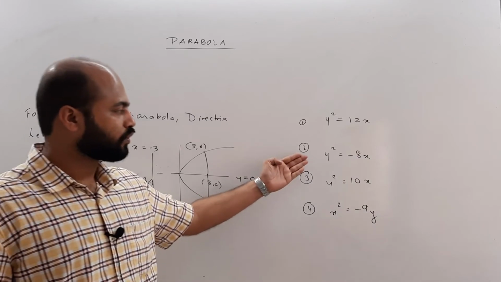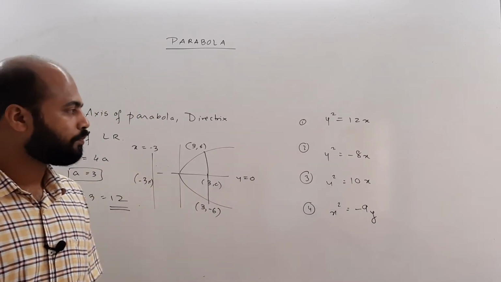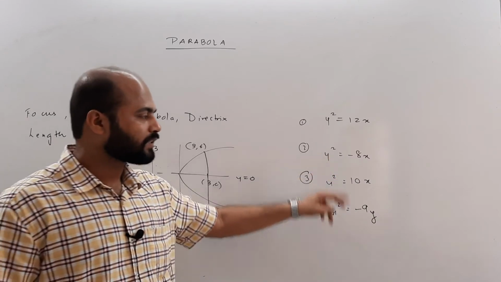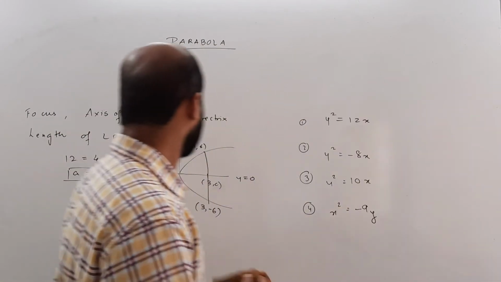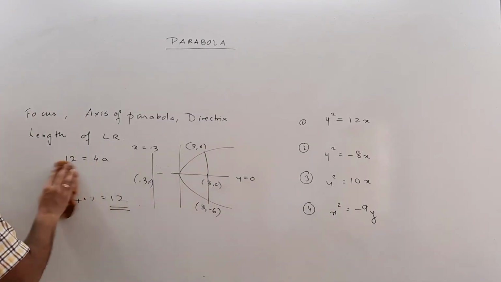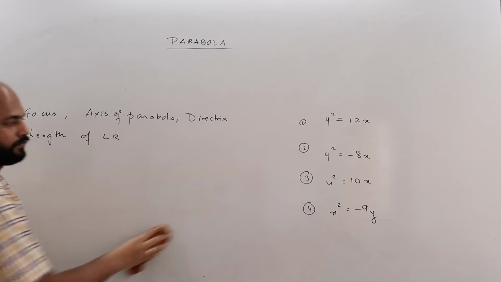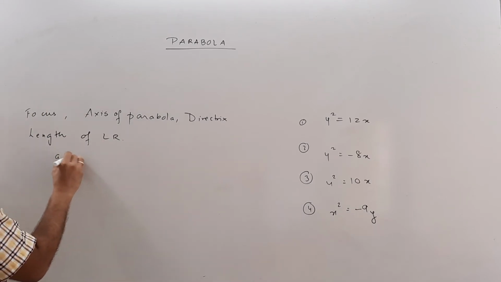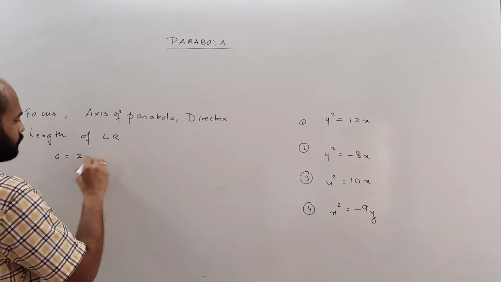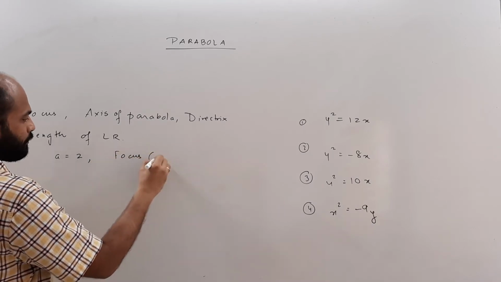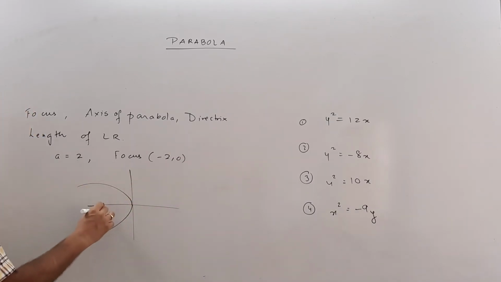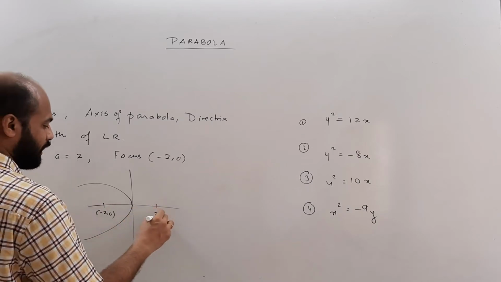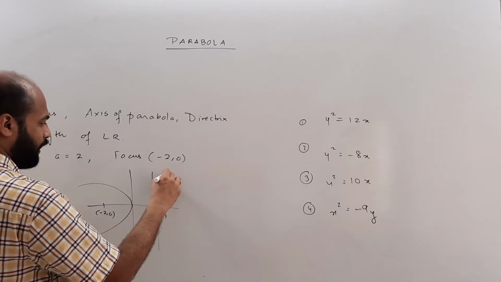Similarly, you can do for this parabola also, y square equals to minus 8x. So this time a is going to be 2. So let's quickly do for that. You can clearly see that a is going to be 2 this time. So if a is 2, then the focus is going to be minus 2 comma 0 this time, because the parabola will be this way. So this is going to be minus 2 comma 0, and this directrix is going to be 2 comma 0. So this is going to be x equals to 2.